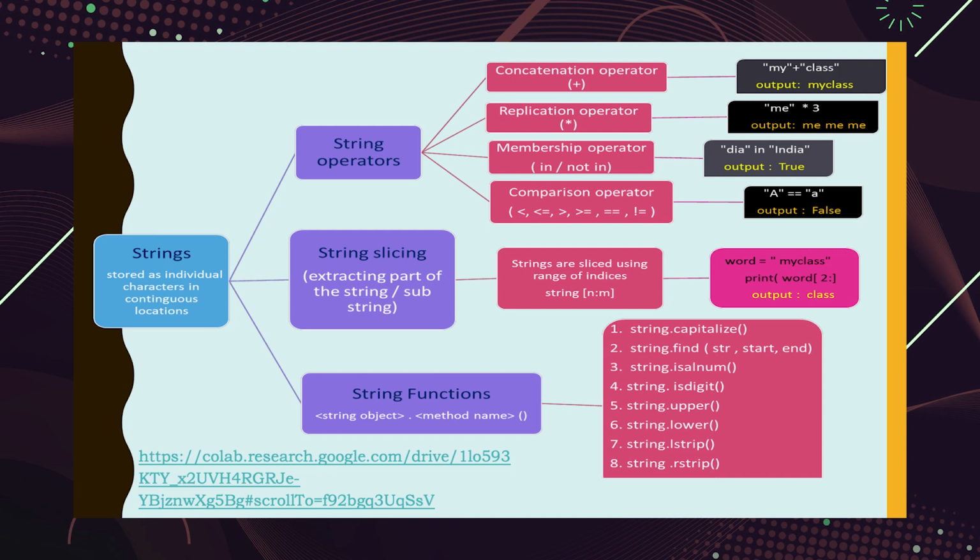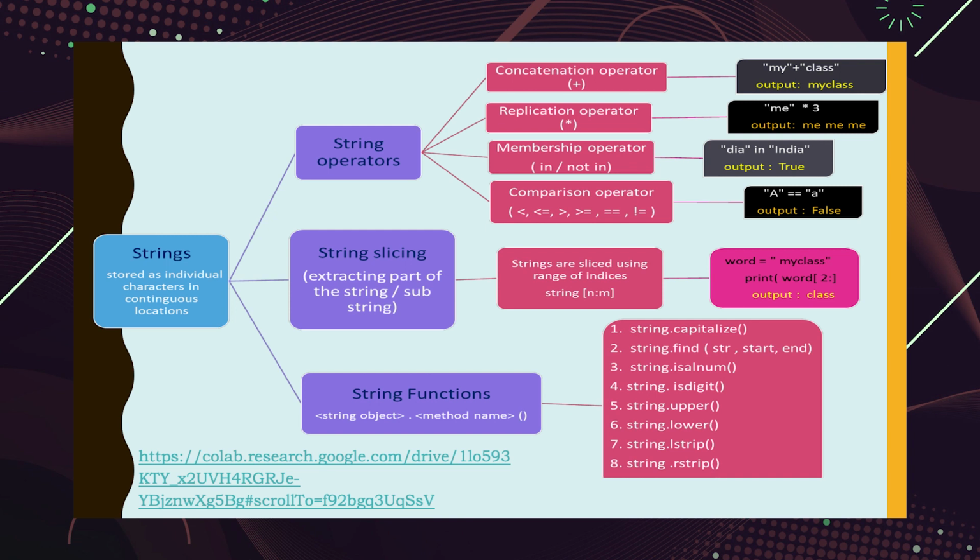Next one is the comparison operators, that is less than, greater than, equal to, not equal to. All these operators are used to compare strings. Here in the example, we can see capital letter A is compared with small letter a and the result comes out to be false. Students, do you know the reason behind it? It is coming false because in ASCII coding, capital A is mapped with the number 65 and small a is mapped with the number 97. That is why A in uppercase is considered different from lowercase a.